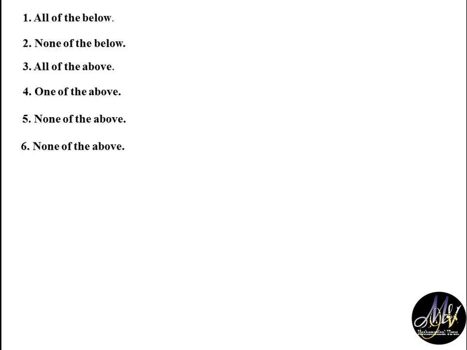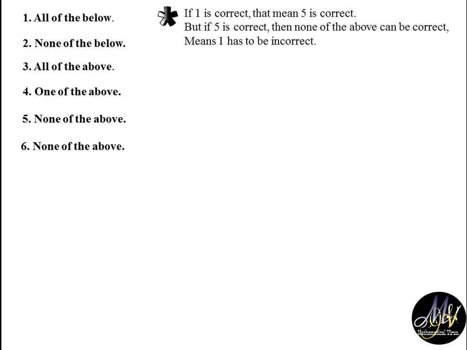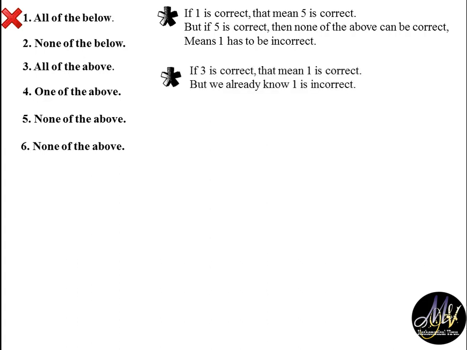First consider statement 1. All of the below is true. If 1 is correct, that means 5 is correct. But if 5 is correct, then none of the above can be correct. Means 1 has to be incorrect. Let's consider statement 3. If 3 is correct, that means 1 is correct. But we already know 1 is incorrect. So statement 3 is incorrect.